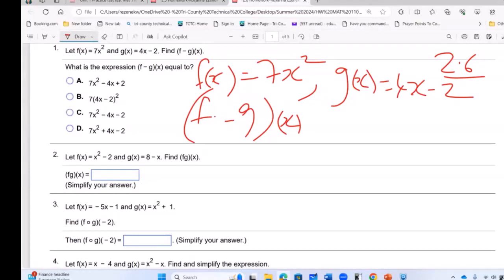But what does it mean? The first function minus the second function. I can combine them. So f minus g of x means bring down the first function, which is f. So I have 7x squared minus, bring down everything in g of x. Bring down, that's 4x minus 2.